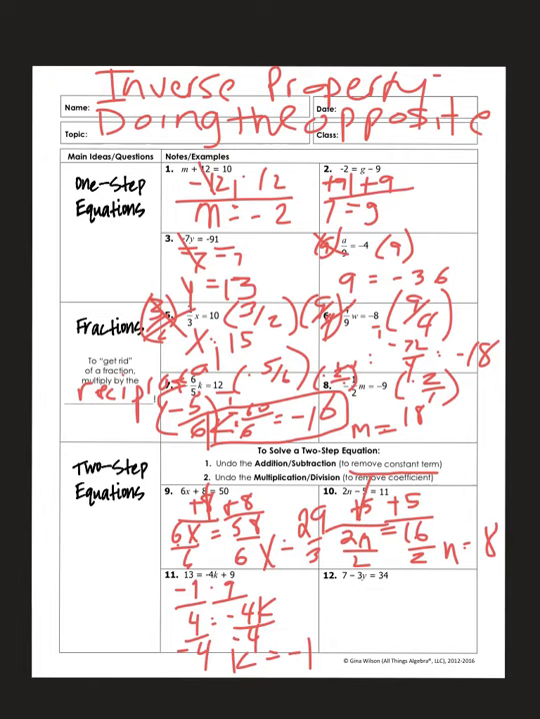Number 12, to get rid of the constant term, subtract 7. Bring everything down. All right, now divide by negative 3 to get rid of the coefficient. Divide by negative 3 on both sides, and y equals negative 9.